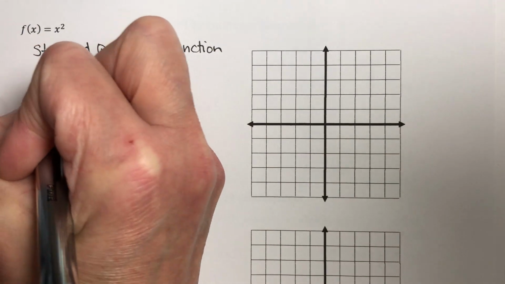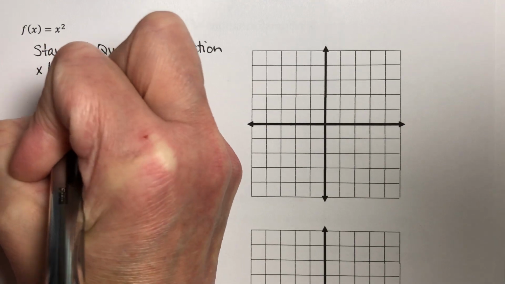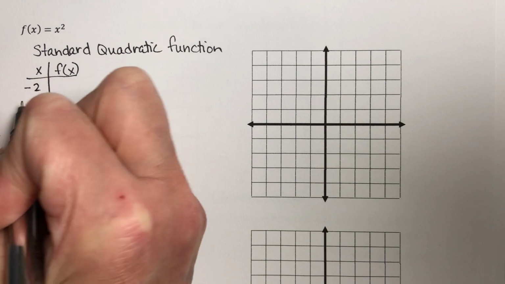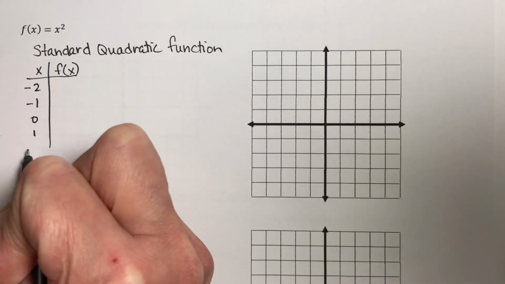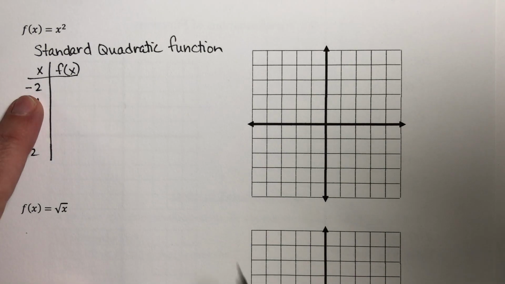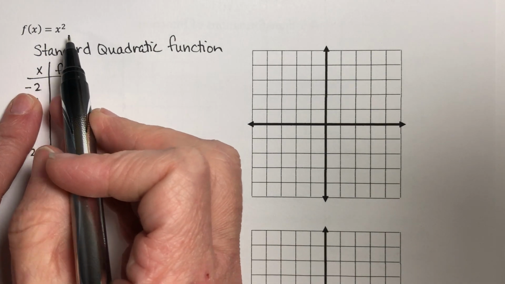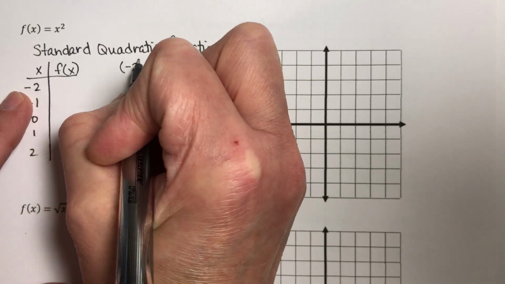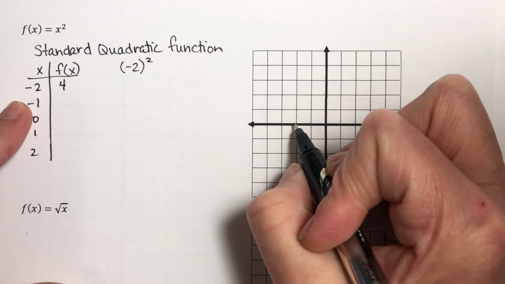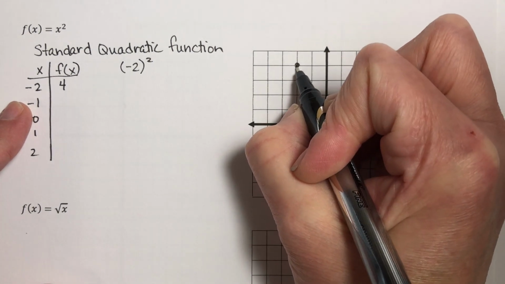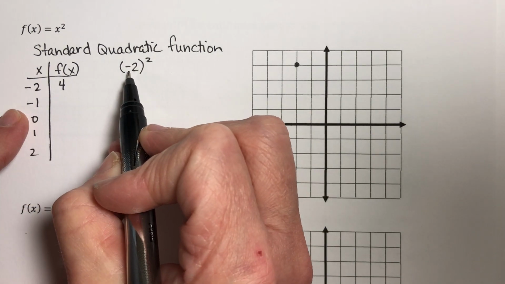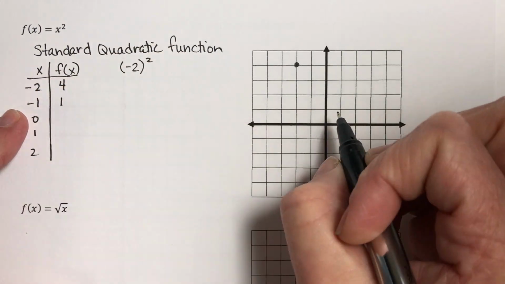So let's say my x is here, my f of x is here. And let's plug in some negative numbers: -2, -1, 0, 1, and 2. These 5 points should be enough to get a good graph. If I take -2 and I square it, that's the equivalent of -2 inside parentheses squared. So this is a positive 4. So I have -2, positive 4. Okay. If I plug in -1, that's the same as -1 inside parentheses squared, which gives me positive 1.